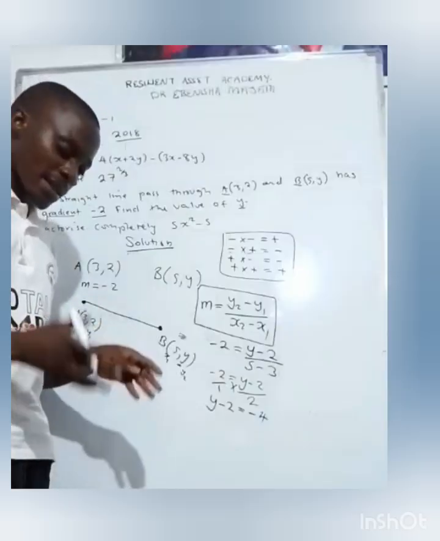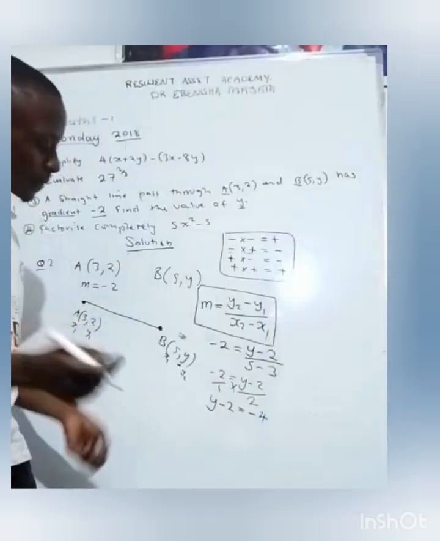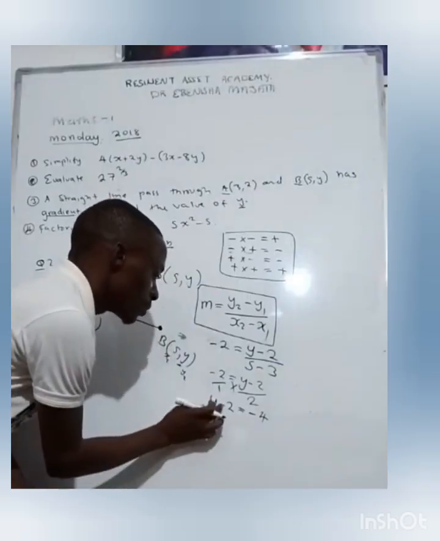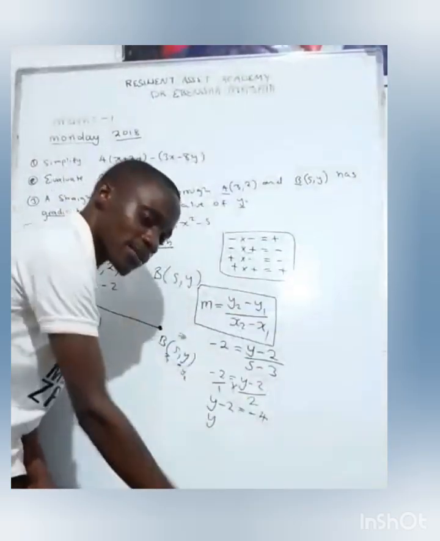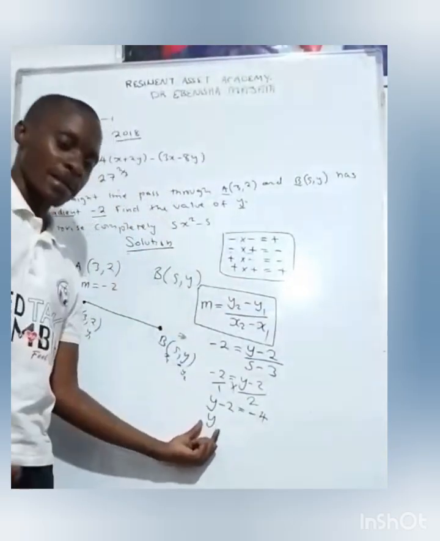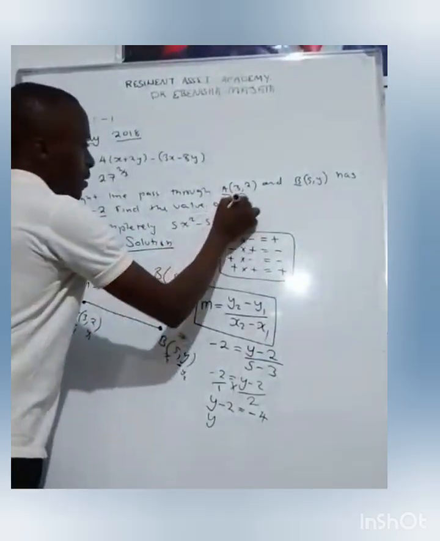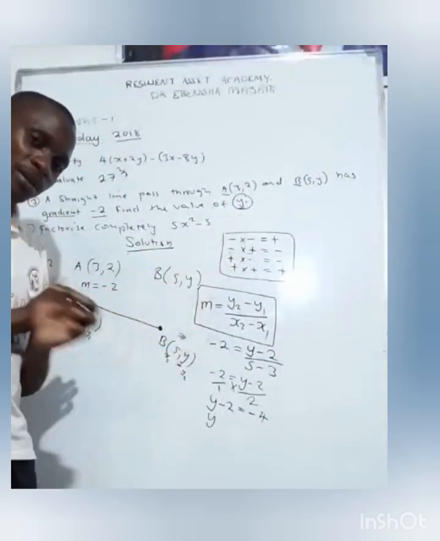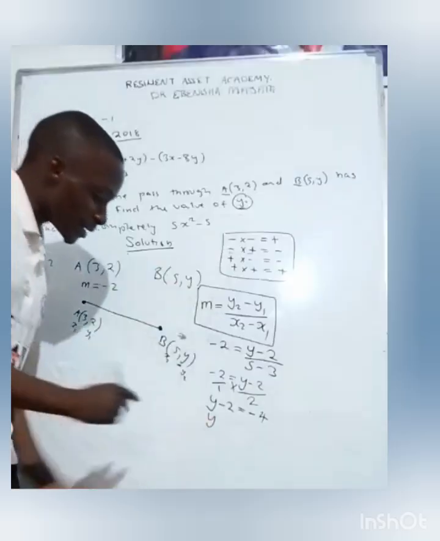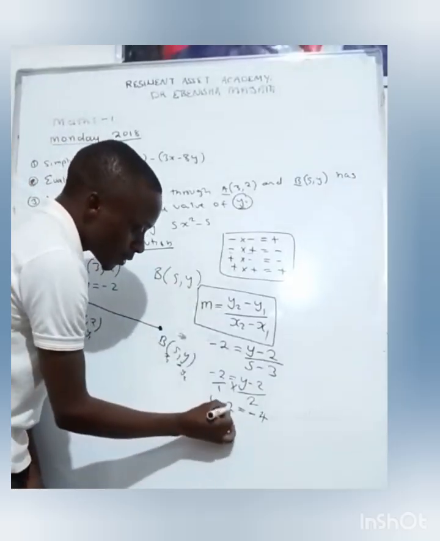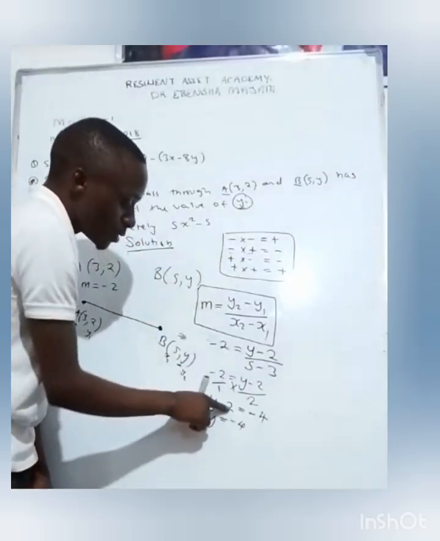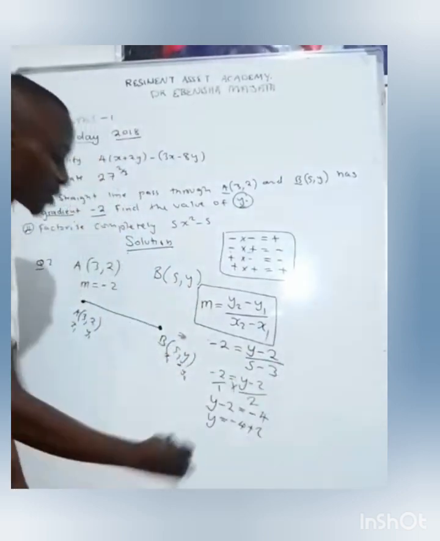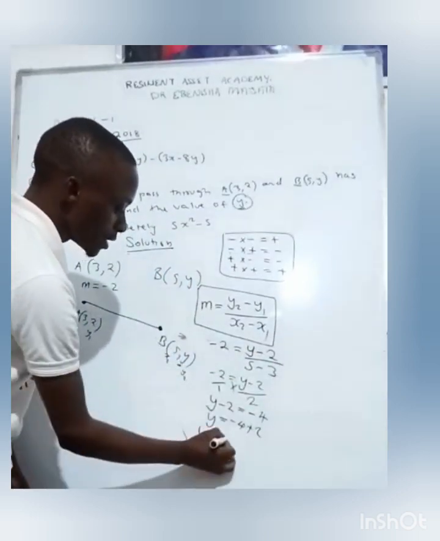So what is remaining here? Just say why you want to take this to that side, because what you want is just y. The question is finding y. So for you to find y, don't rush anywhere. You just say y is equal to minus 4. When 2 goes that side, it will be plus 2 like this. So that your y will just be equal to minus 4 plus 2.